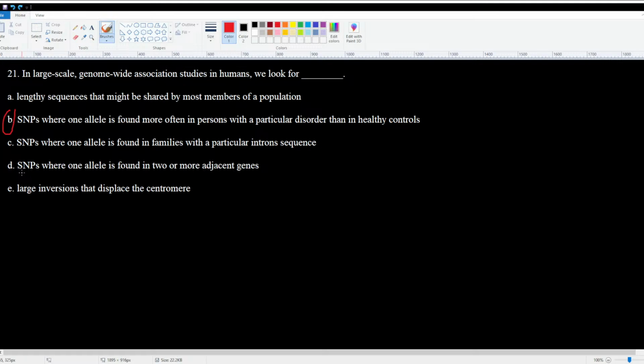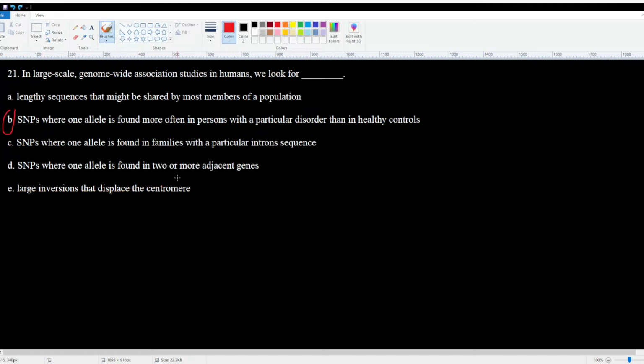Single nucleotide polymorphisms where one allele is found in two or more adjacent genes. Well, that doesn't make sense because there's one allele for one gene, so we couldn't find that in more genes. And then E is saying large inversions that displace the centromere. Well, that also wouldn't make sense because one nucleotide is not going to completely displace the centromere. One nucleotide wouldn't be a large inversion.